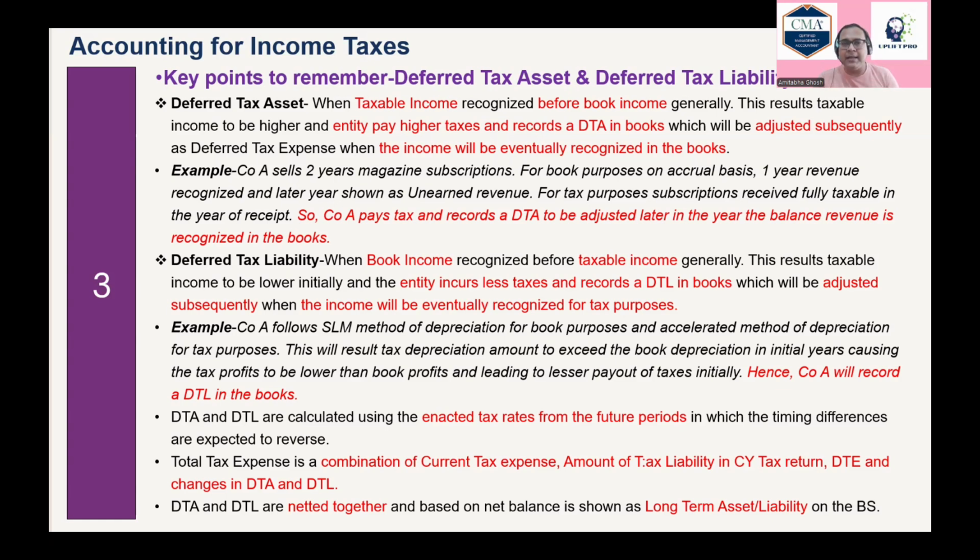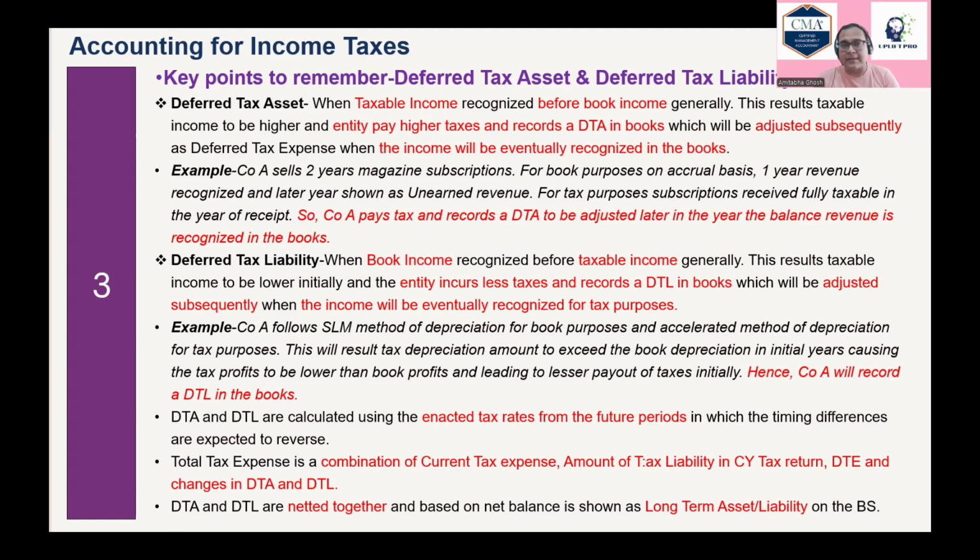Example, say company A sells a 2-year magazine subscription. For book purposes, on accrual basis, the first year's revenue is recognized and the later year is shown as unearned revenue. For tax purposes, the subscription is received in cash and is fully taxable in the year of receipt. So company A pays tax and records a deferred tax asset to the extent of the unearned revenue, which is to be recognized in the later years and adjusted with the balance revenue recognized in the books. So naturally, the tax rate applicable on that portion of the revenue which is not recognized in the books creates a deferred tax asset.